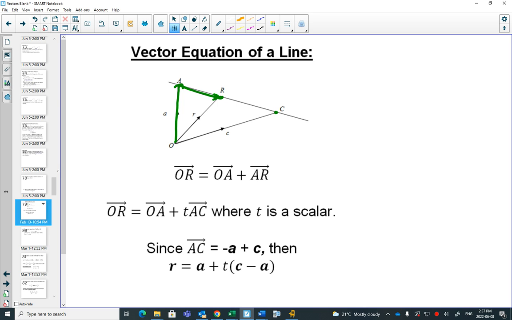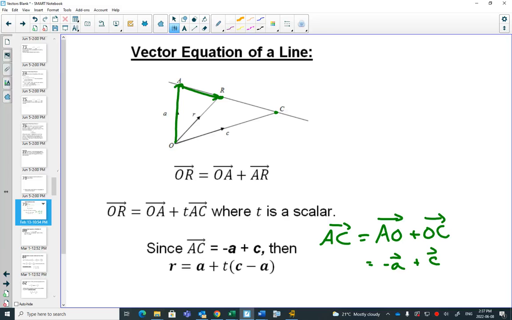And does it make sense that A to C would be the same as going from A to O plus O to C? And in position vectors, A to O is negative A, and O to C is C. And again, I like writing it this way. You'll often see them write it backwards, C minus A, just because they like the negative second. Yes?